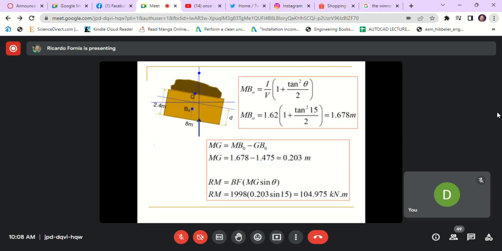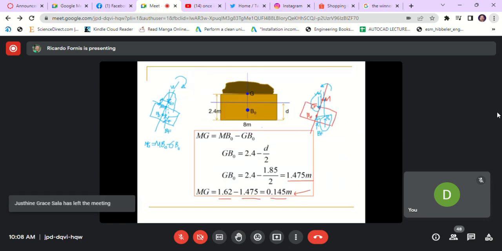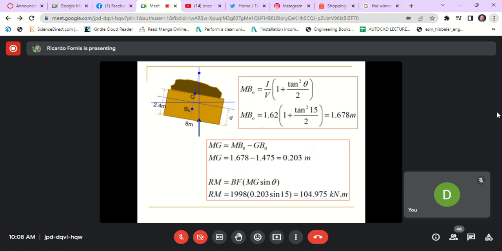Ay, klaro naman. Okay. So, ang MBO pag tilt na sa object, okay? The MBO is now calculated as I over V, where ang I over V already calculated earlier, itong 1.62, times 1 plus tangent square angle, 15 degrees man ang angle of tilt. So the result is 1.678. And if that's the case, the mg becomes 0.203. So as you can see, it is stable.